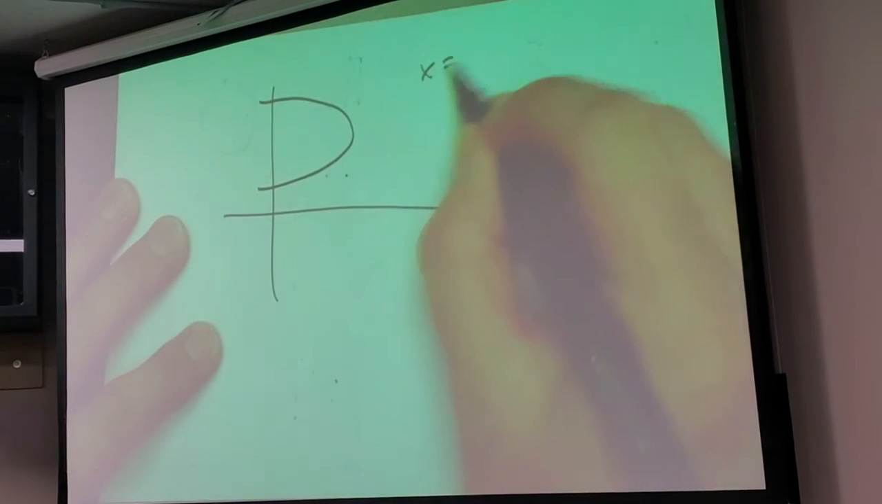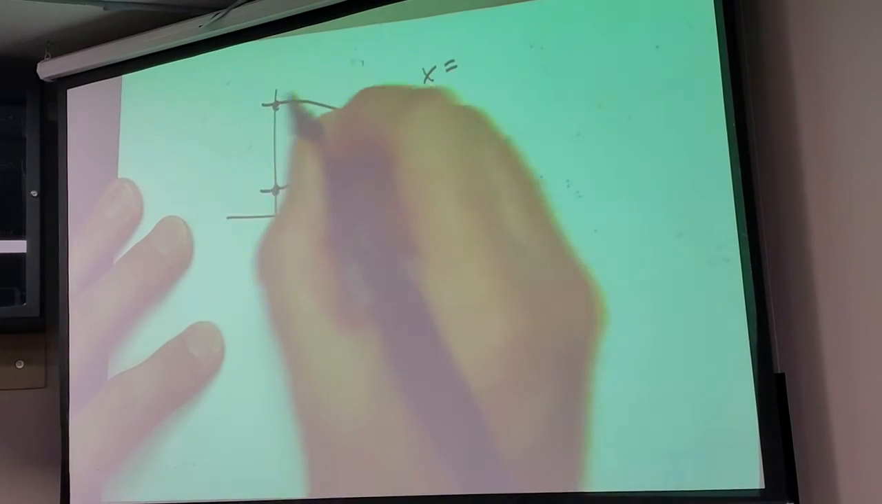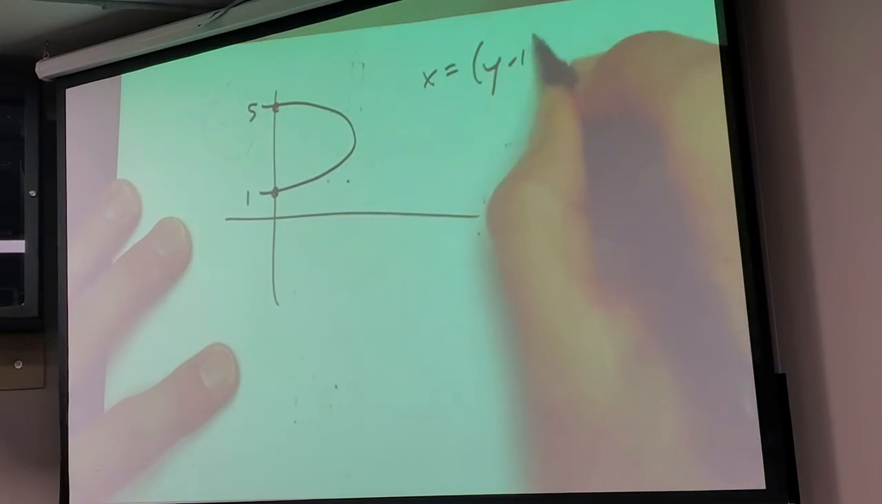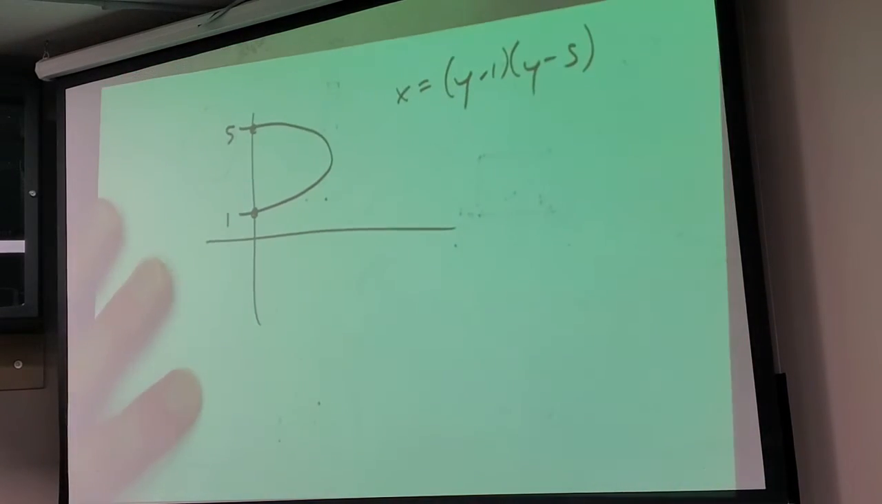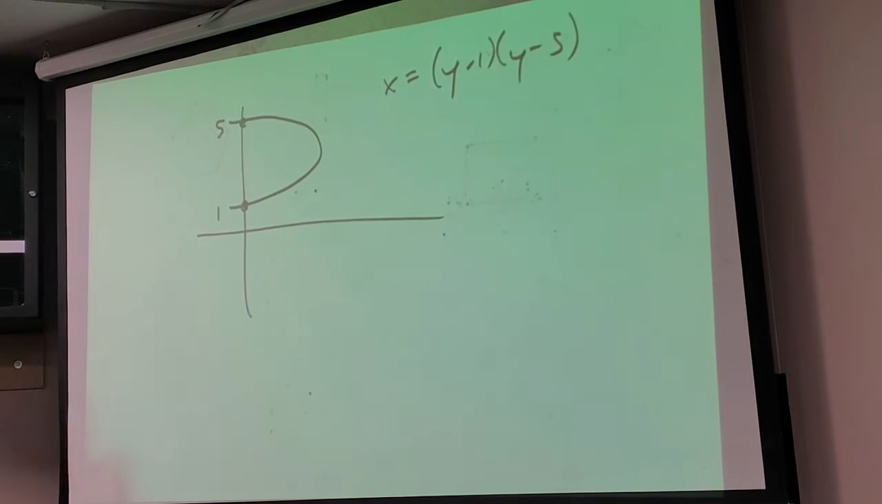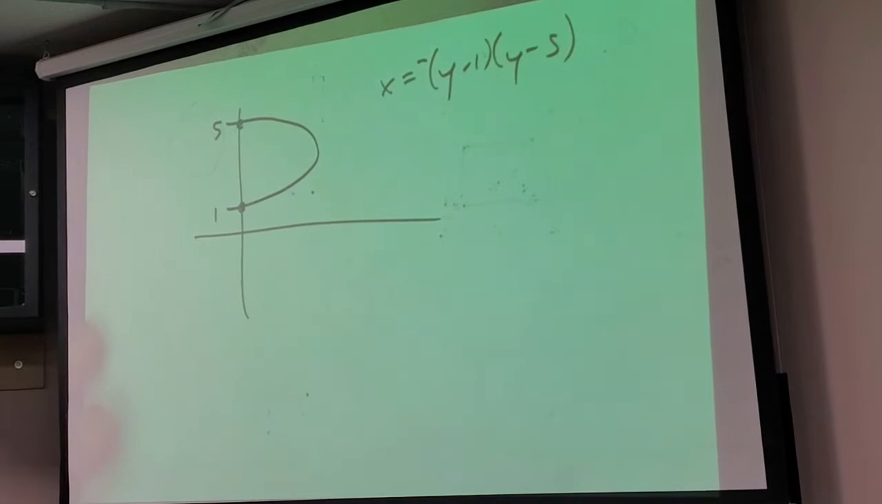So I could make a very simple problem that would work with this. If this was 5 and this was 1, x would be (y minus 1)(y minus 5). Let me stop for a minute. Does that make sense? Because what would the y-intercepts be? 1 and 5.